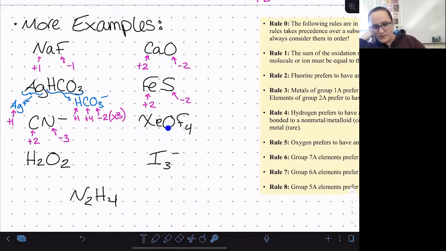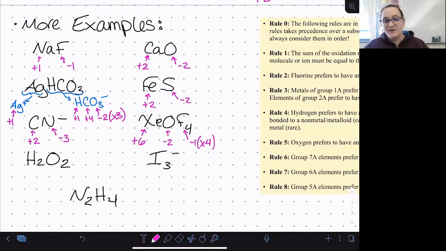XeOF4 here, both oxygen and fluorine have preferences. Xenon does not at all. So both fluorine and oxygen get their preferred oxidation numbers of -1 for fluorine and -2 for oxygen. So we have 4 -1 fluorines and a -2 oxygen for a grand total here of -6 so far, but we need it to add up to 0. So the xenon has to be +6 in order to make up that difference.